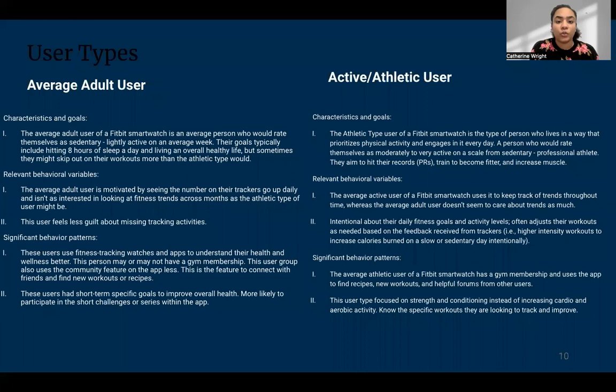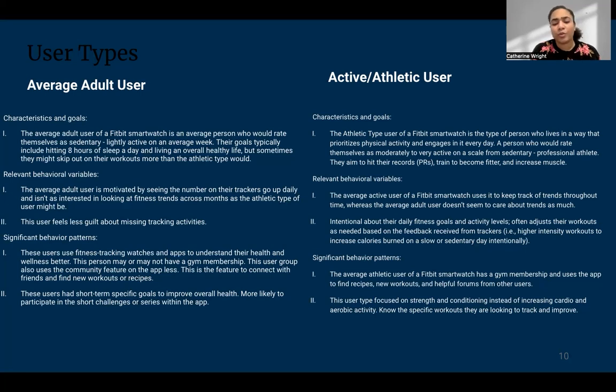Fitbit's app caters to two main user types, the average adult user and the athletic active user. We came to this conclusion after we completed our interviews and assessed how people view exercise in relation to tracking progress. The average adult user aims to live a healthy lifestyle, but tends to skip workouts more often. Their motivation includes things like keeping up with the Joneses, short form attainable goals, and in-app motivational rewards. On the other hand, the active athletic user prioritizes physical activity, aims to increase muscle, hit personal records, and intentionally adjust their workouts based on their tracker's feedback.